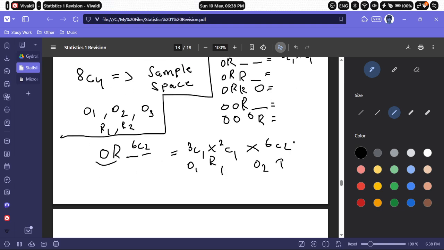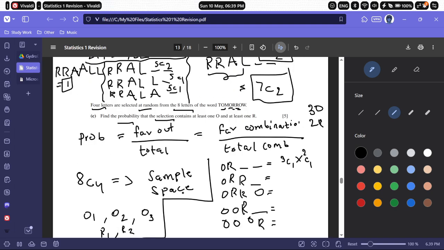Now, in some other case, if we were to use this logic of 3C1, let's say you choose O2 over here, and you choose R2 over here, and then using your logic of 6C2, you choose O1 and R1. What is the difference between these two cases?